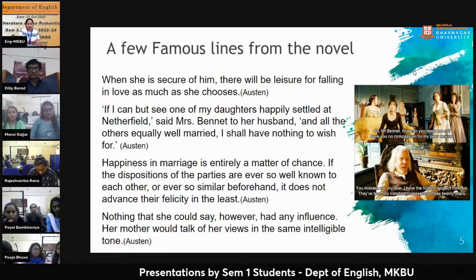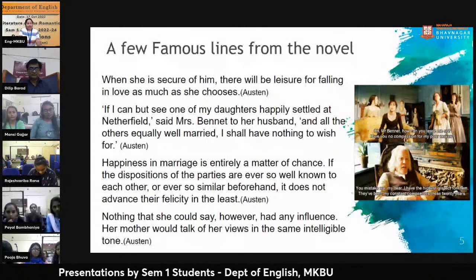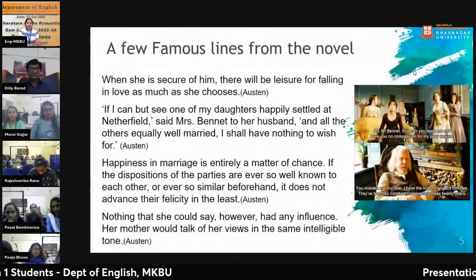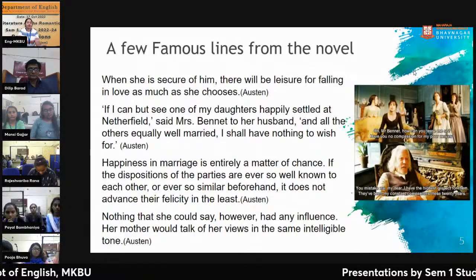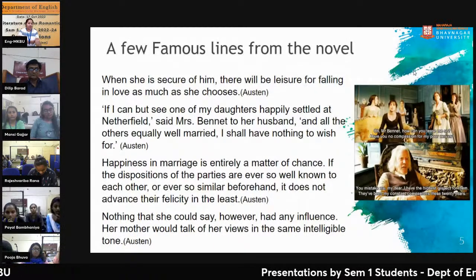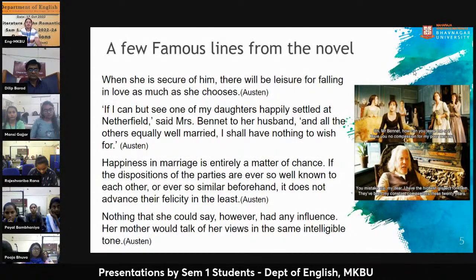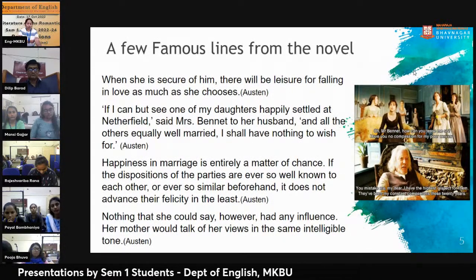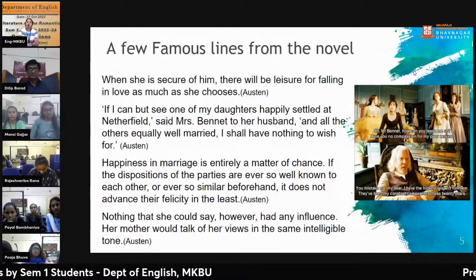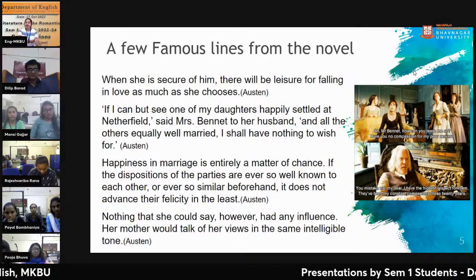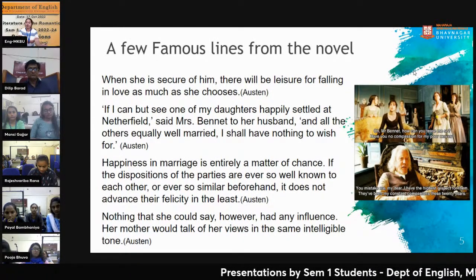"If I can but see one of my daughters happily settled at Netherfield," said Mrs. Bennet to her husband, "and all the others equally well married, I shall have nothing to wish for." So here also it depicts that what Mrs. Bennet wanted to do was to get her daughters married and nothing else. It seemed like the only goal of her life, the only purpose of her life, was to get her daughters married.